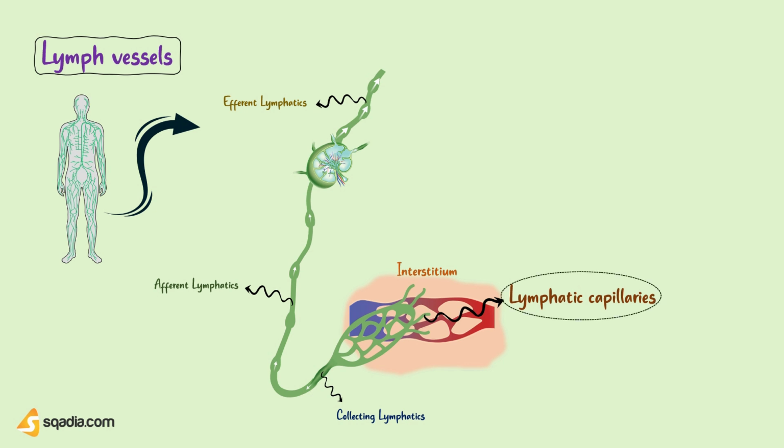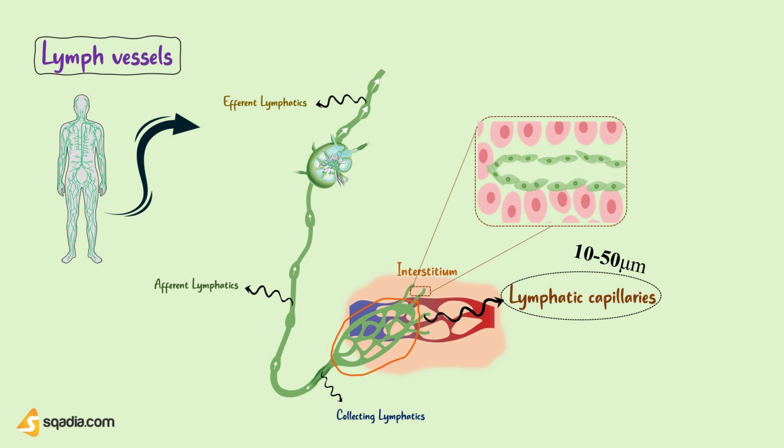So, these lymphatics arise from the interstitium, where the initial lymphatic vessels are microscopic lymphatic capillaries with a diameter of about 10 to 50 micrometers. These lymphatic capillaries form a network of anastomosing tubes in most tissues. Their wall is a single layer of endothelial cells with an incomplete basement membrane. Just like blood capillaries, they have clefts or slits in between endothelial cell linings.